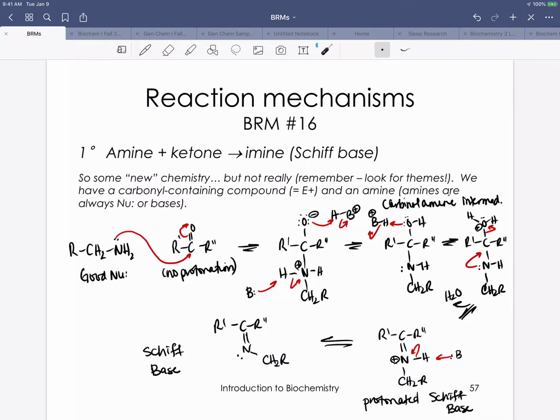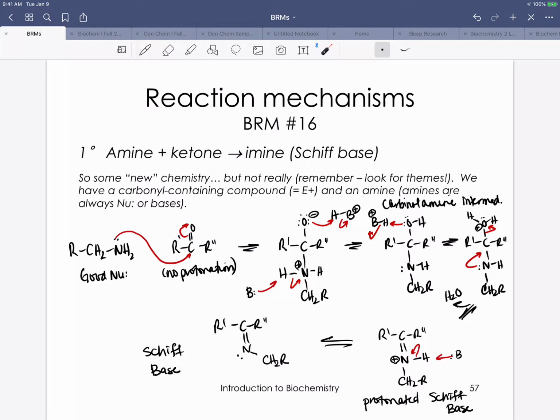A decent leaving group here is a hydroxyl group once it's protonated to become water. A heteroatom with an adjacent heteroatom with a lone pair of electrons can easily facilitate the departure of this leaving group, generating this intermediate here, a protonated Schiff base, and we resolve this positive charge by deprotonation of this hydrogen atom, generating our Schiff base.